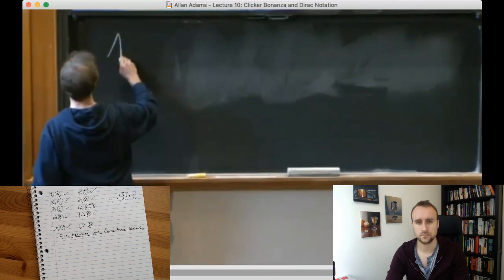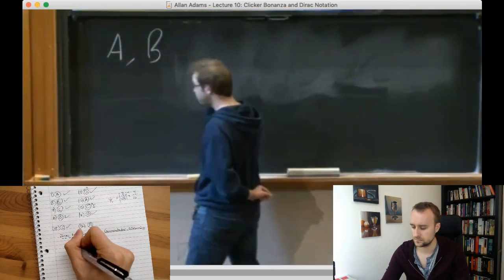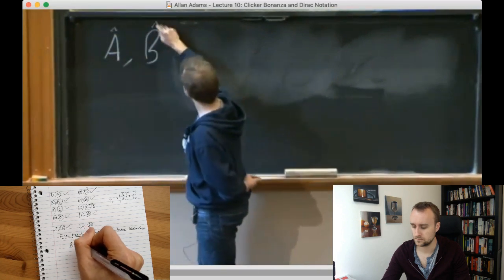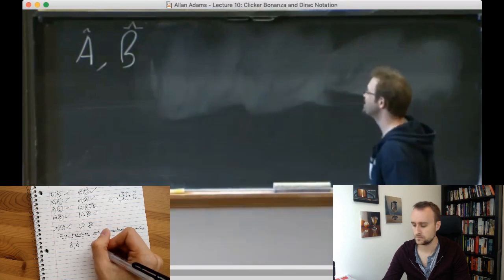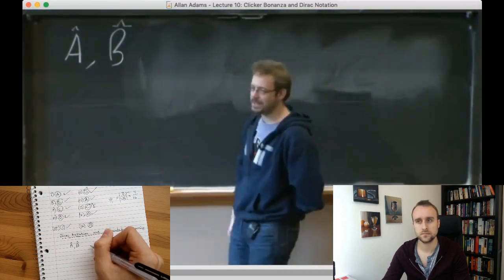So consider two operators, A and B. They have hats. He has a top hat. You've got to make this a little more lighthearted. So we have two operators, A and B.